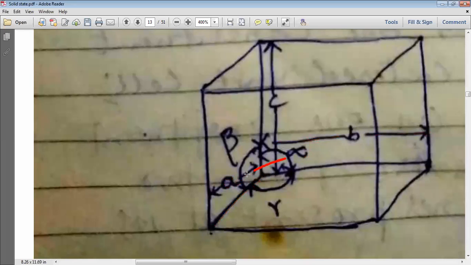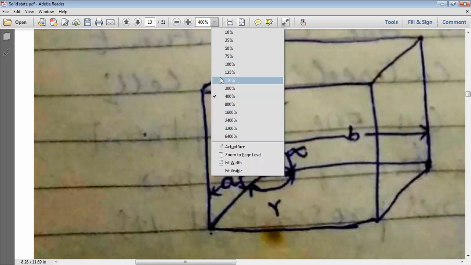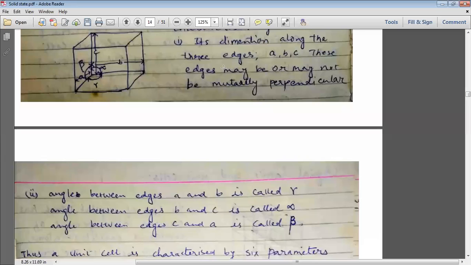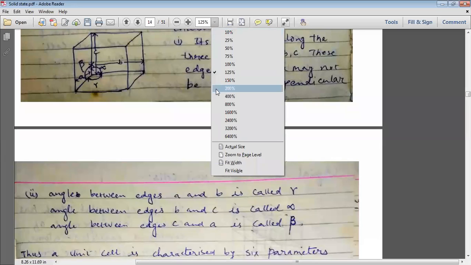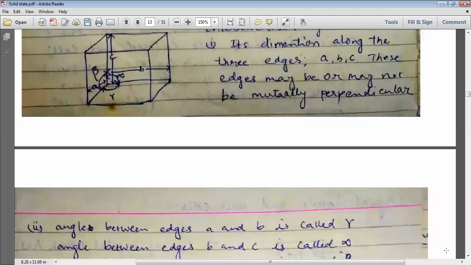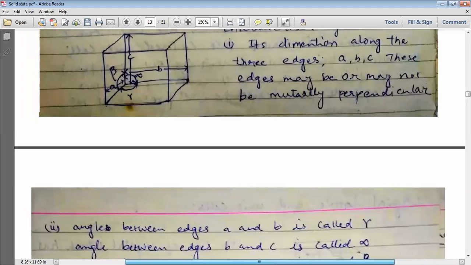The length opposite to the alpha angle is called A. The length opposite to the beta angle is called B, and the length opposite to the gamma angle is called C. So this is how, my dear students, we have 6 parameters, or 6 constituents, on the basis of which we can understand a particular reaction or a particular state. So now let's move forward and understand it.